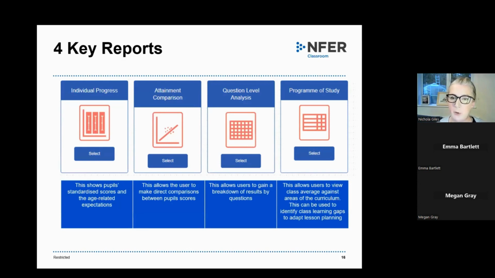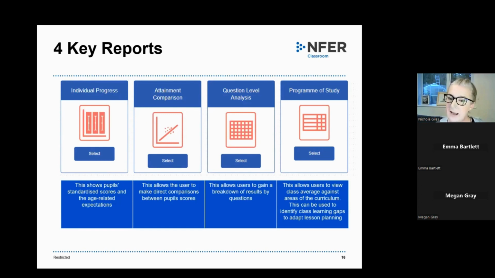Then the last 2 reports, you've got question level analysis and programme of study, and these can almost be seen right alongside each other, and looked at in whichever order you want. The question level analysis allows you to have a breakdown of each individual question for all your pupils, whether that be a class, a group of pupils, or a whole year group, and this could be 90 children, and actually which questions they've achieved well on and which ones they might need extra practice on going forward over the year.